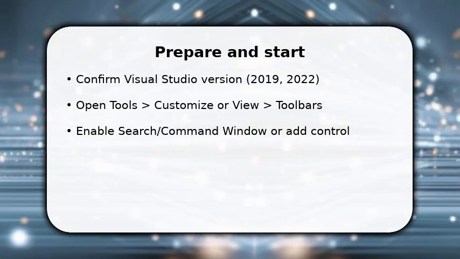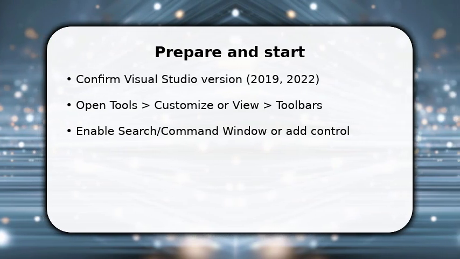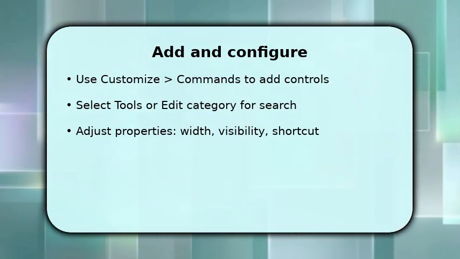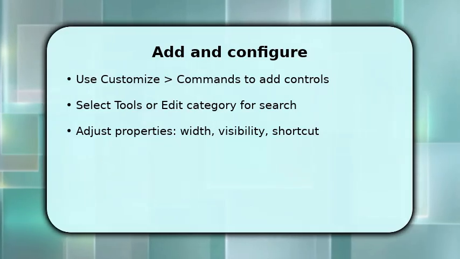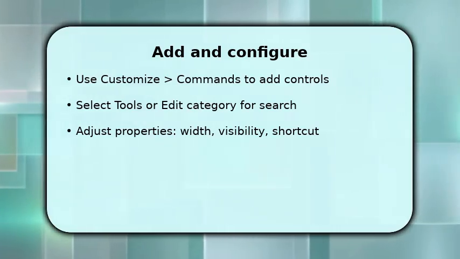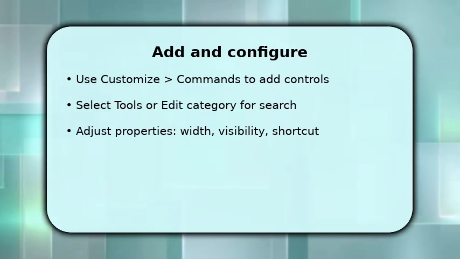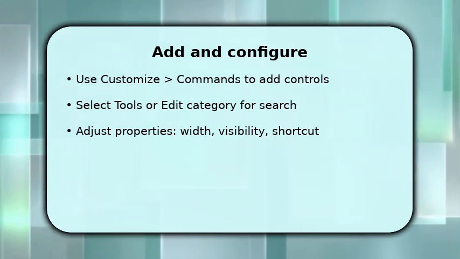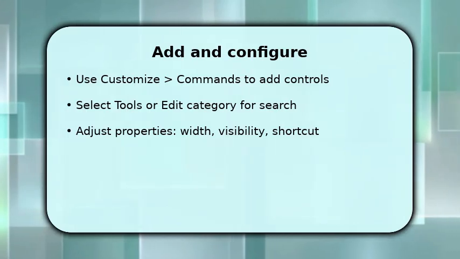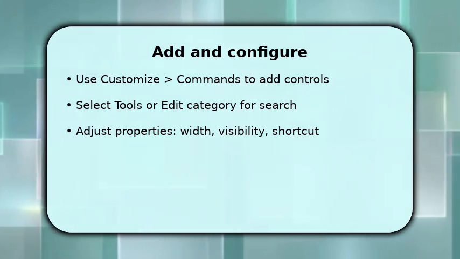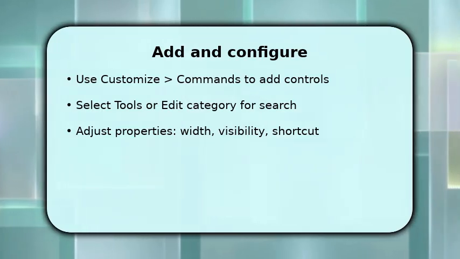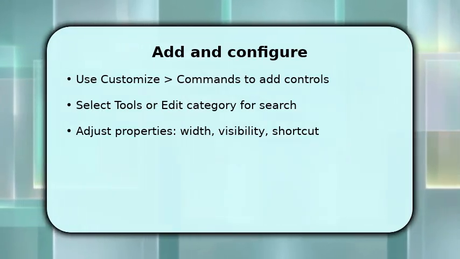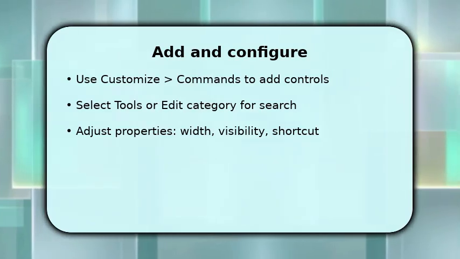Now you add the actual search control and configure it. Open Customize and switch to Commands, then pick the toolbar where you want the search. Choose the Edit or Tools category and add the Find/Search or Command window item. Once placed, right-click the toolbar item to set width and visibility and assign a keyboard shortcut for quick access. Because it ties into the IDE search service, configuring scope and shortcuts makes searching finish by testing.